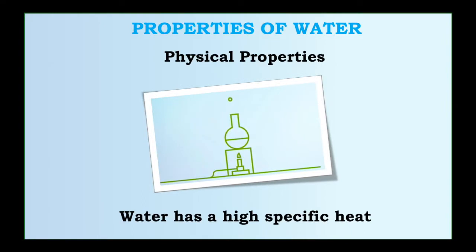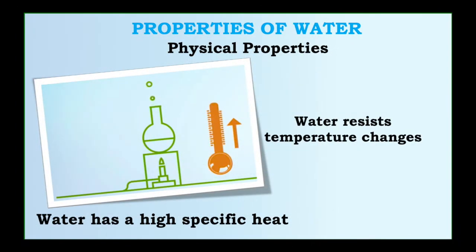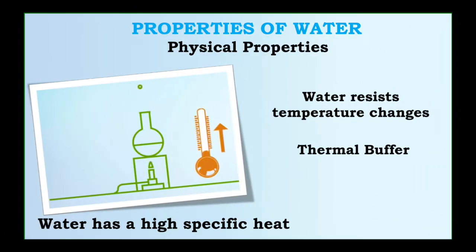Water has a high specific heat, that is, heat capacity. Water takes 4.184 joules of energy to raise the temperature of 1 gram of water by 1 degree centigrade. Thus, water is slow to heat up and cool down. Or, in other words, water resists temperature change. This property is important in water's role as a thermal buffer.